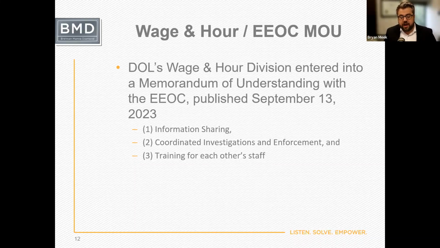And number 3, they're going to be training each other's staff to spot discrimination issues. So wage and hour says, hey, here's how you spot a discrimination issue, maybe in pay or anything else. And to the EEOC, here's how you're going to spot a wage and hour issue, and then report it back to us so we can conduct an investigation.